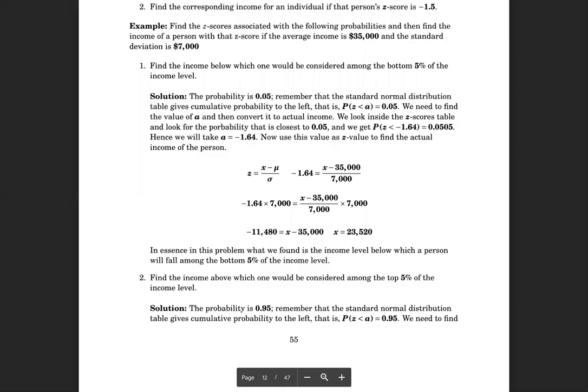Good morning. So this is where I will start. That's where I kind of stopped last time. We are going to continue with the normal distribution. All right. Z-scores table and standard normal distribution.